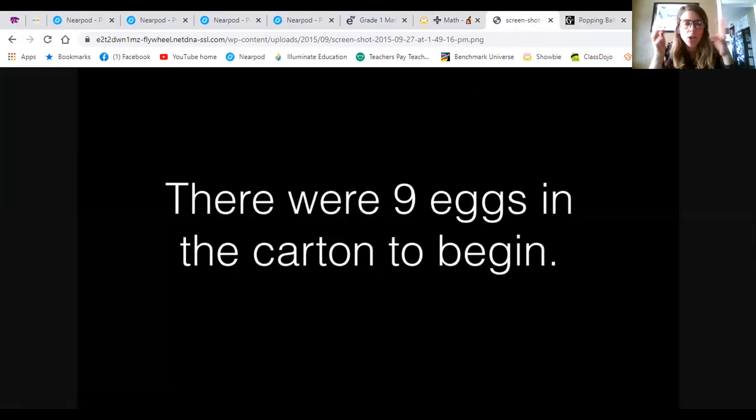So I drew the egg carton here with 12 spots, but there's only 9 eggs. How could I show that with my carton? Well, there's a couple of ways. I could cross off the ones that don't have eggs in them. I could put X's through them.